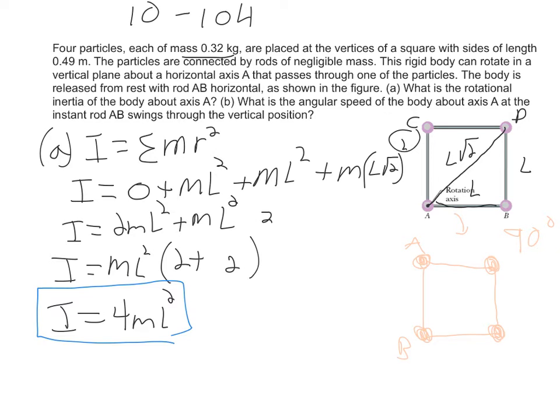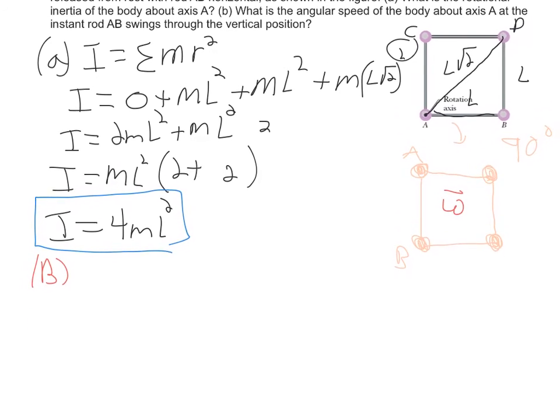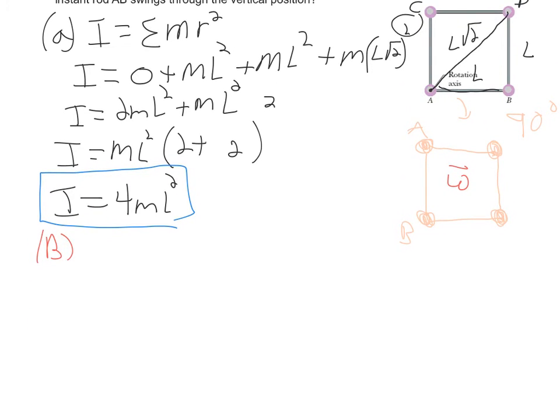But now we have to move on to part B. So part B now asks us to determine what its angular speed, omega, is at this point here when it's rotated. So this one gets a little bit trickier, right? So let's scroll down a little bit here. So in this case, what I'm going to choose to look at is conservation of energy. Alright, so potential energy initial plus kinetic energy initial plus any work done by non-conservative forces is equal to whatever final energy we have.